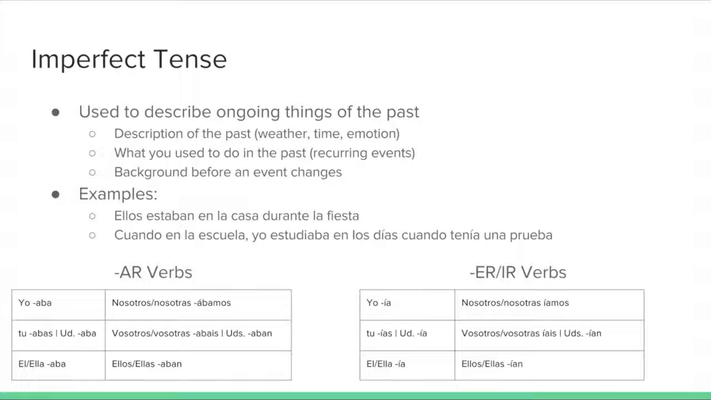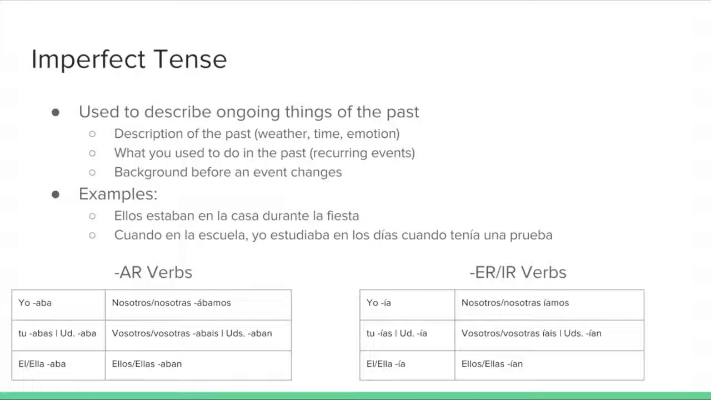So the first sentence describes that they were in the house during the party, so it's describing what happened at the party, or that they were at the house during the party. The second sentence is basically saying back when I was in school, I studied on the days that I had a test or a quiz, but it's the fact that it's recurring, which makes it imperfect.